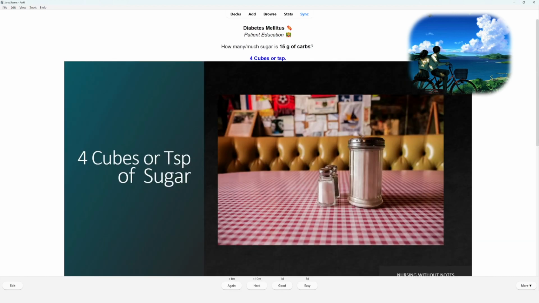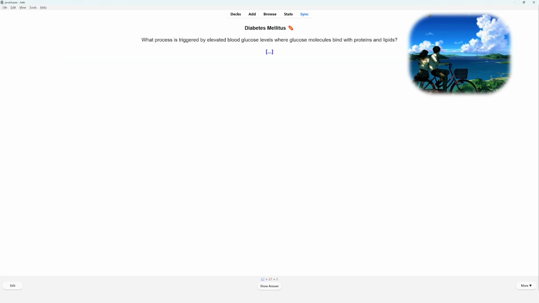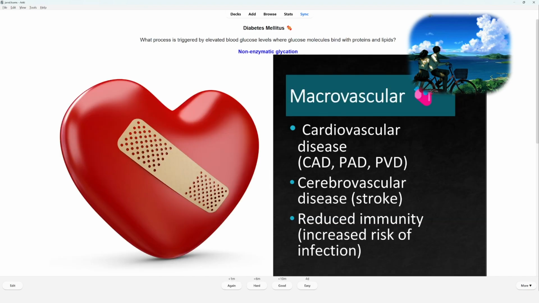6 to 10 candy. 4 cubes or teaspoons. What process is triggered by elevated blood glucose levels where glucose molecules bind with proteins in them? That's glycosylated, non-enzymatic glycation. It's been a minute.